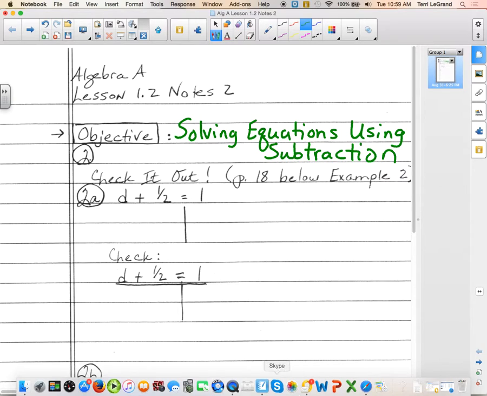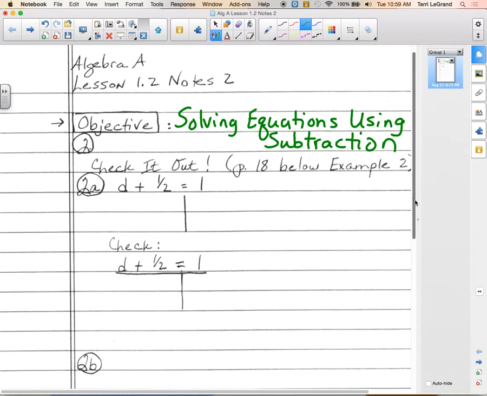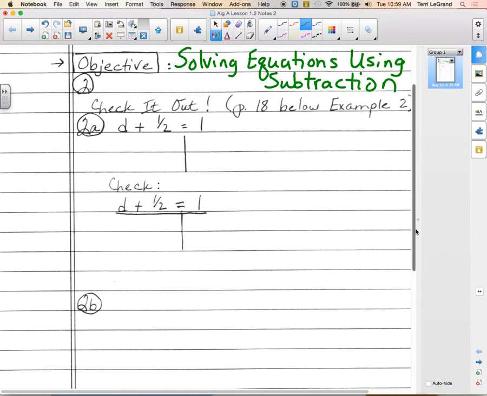So there is example 2 there for you to study on your own. We're going to move on and do the check it out problems below that example. So we're still on the same page, not quite halfway down the page. We're doing check it out, solve each equation, check your answer, 2A and 2B. Those are the ones we're going to do.